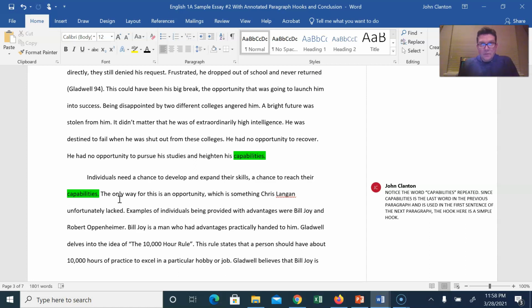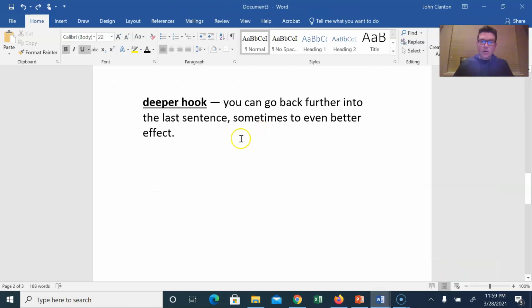So think about those hockey players. The hockey player got an opportunity, especially if they were born January, February, March, and they took that opportunity, which allowed them to develop more because they played more games, they had the better coaches, etc. All right, so our next hook then is a deeper hook. You can go back further into the last sentence, sometimes to even better effect. So we're still staying in the last sentence.